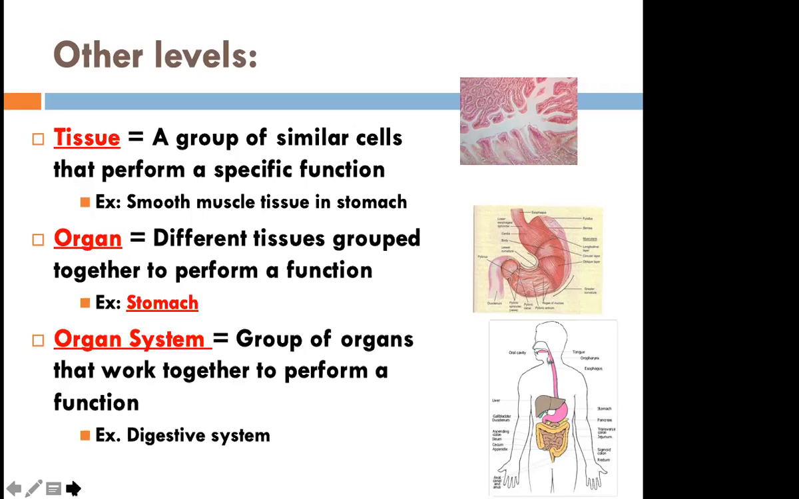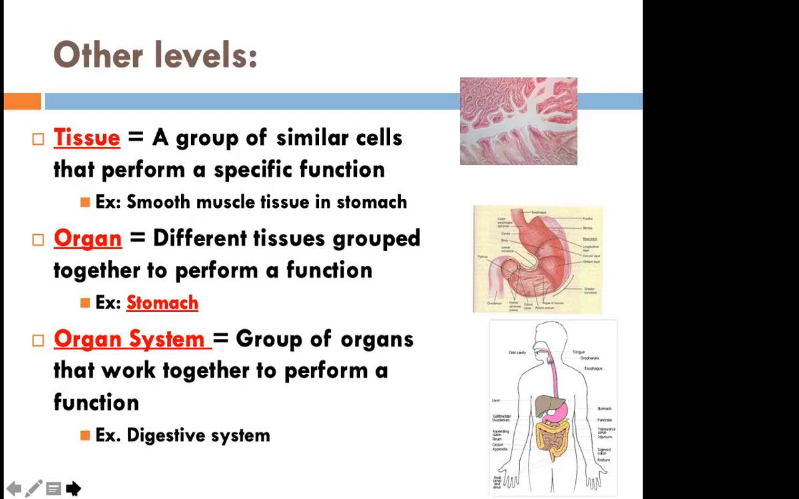Okay, but that's not the only type of tissue in your stomach. Your stomach also has epithelial tissue that is making digestive enzymes, right? Your muscles don't make digestive enzymes. Their focus is on movement, peristalsis, right? So that one organ has multiple types of tissue in it, okay?